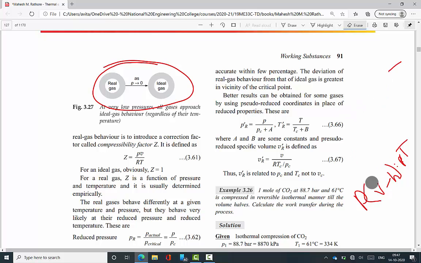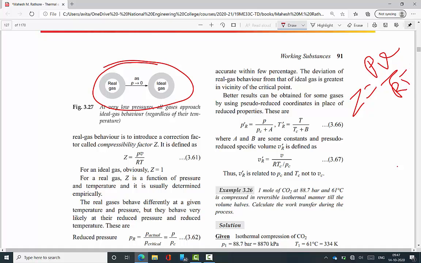So, in a real gas situation, PV doesn't equal RT. Therefore, I introduce a compensation factor, Z equal to PV by RT. For an ideal gas, Z equal to 1, which means PV equal to RT. But in a real gas, the compressibility factor may be greater than or less than 1, based on the property of the gas. For a real gas, Z is a function of pressure and temperature, and it is usually determined empirically.